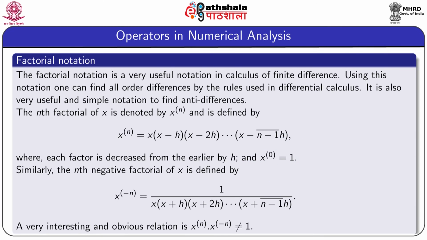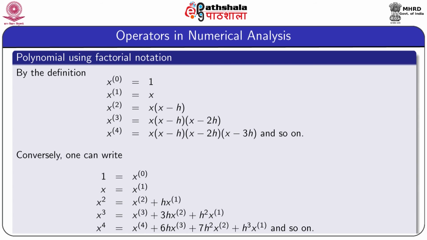Similarly, for negative n, we can define the factorial power of x like this: x factorial minus n equal to 1 by x into (x plus h) into (x plus 2h) and so on up to (x plus (n minus 1) h). But it is very interesting that x factorial n into x factorial minus n is not equal to 1. That means x factorial n is not the inverse of x factorial minus n with respect to ordinary multiplication.